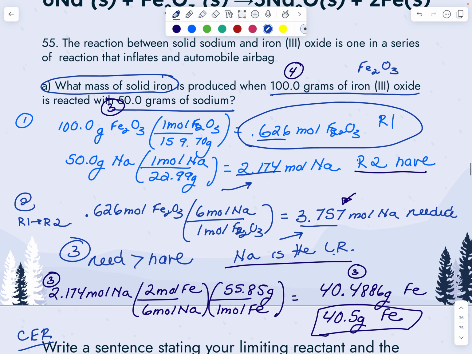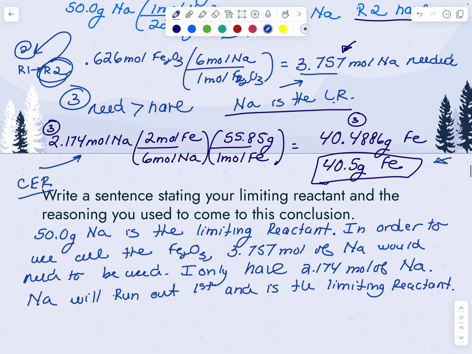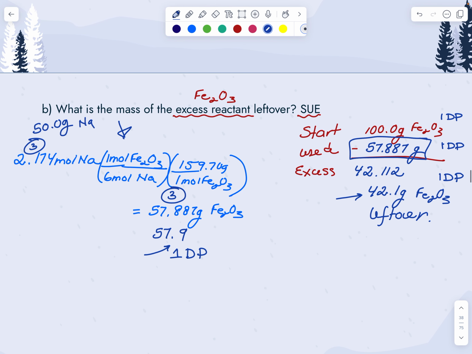So let's just review what we did. Step number 1, we converted both grams to moles. Then I asked the question, how many moles of reactant 2 are needed to use up all of reactant 1? And I got 3.57 moles of sodium is needed to use up all my Fe2O3. But since I only had 2.17 moles of sodium, that's going to run out first. So then I start with my 2.17 moles of sodium and figured out that I could make 40.5 grams of iron. And then how much of the excess reactant is left over? I took my limiting reactant and I found out how much of the other reactant I would need, and then subtracted how much I used from how much of the excess reactant I had. And then I finally get how much is left over.